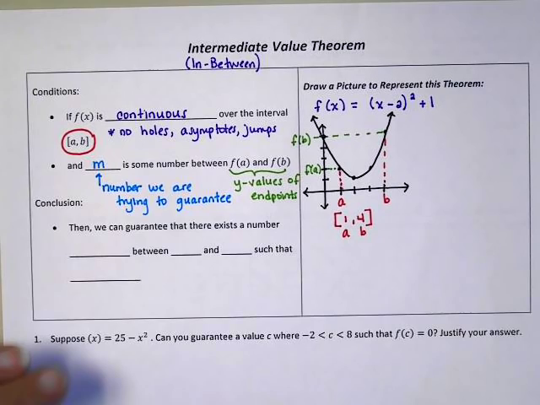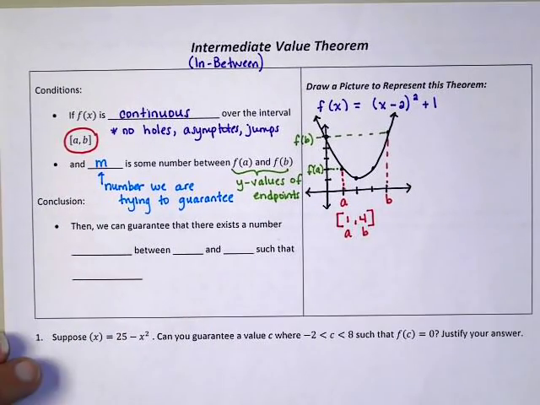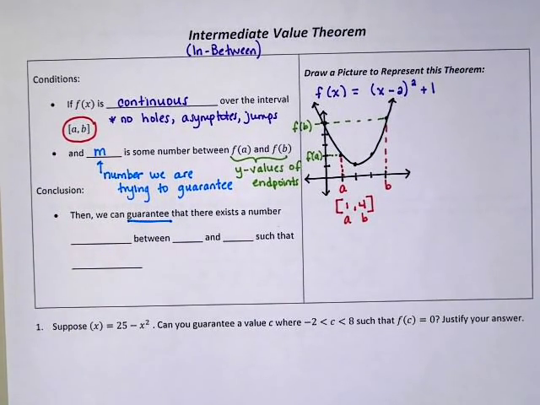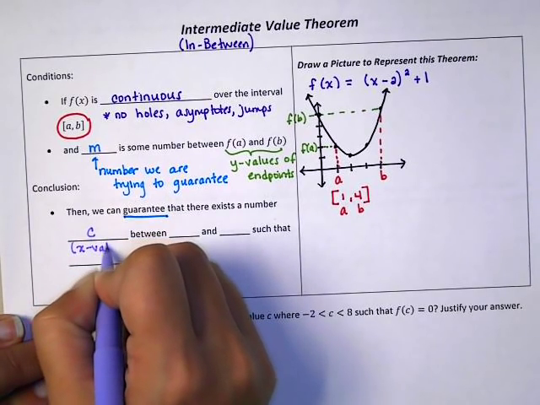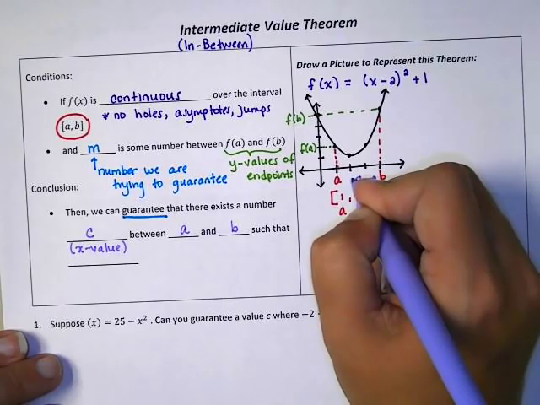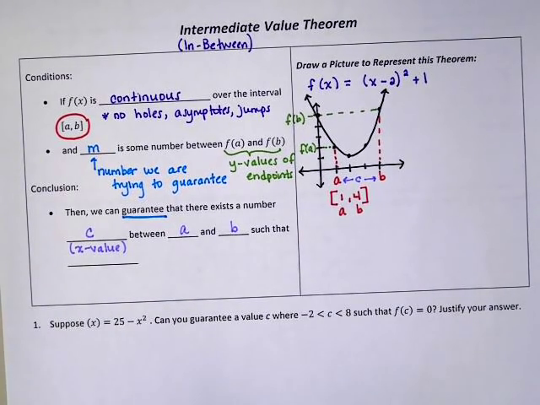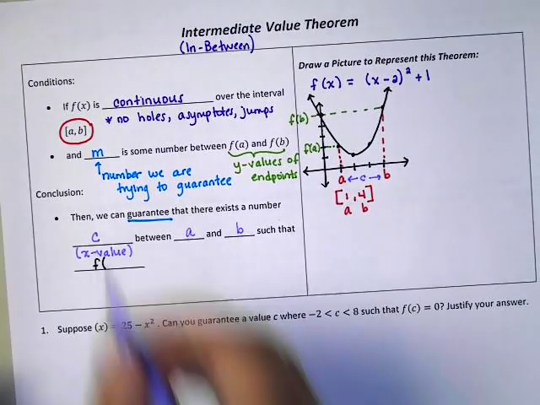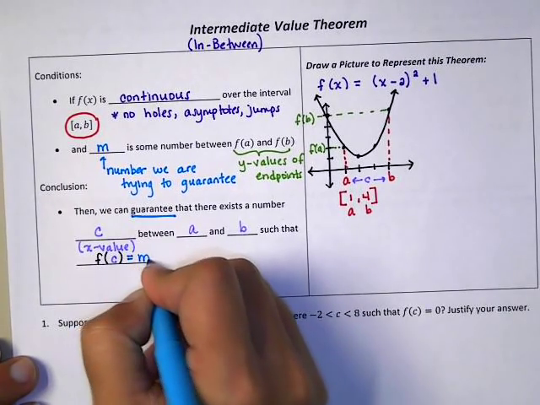If you meet both of these conditions, if you are continuous, and if the number you're trying to promise is between the numbers at the endpoints, then we can guarantee there must exist, so we can promise there must exist a number, we usually call it C, which is a specific x value between A and B. So C has to be somewhere in here between A and B, such that the y value we were trying to promise is the y value you get by plugging in C. So we would write f of C, so when I plug in that x value, I'm going to get the y value I was trying to promise.